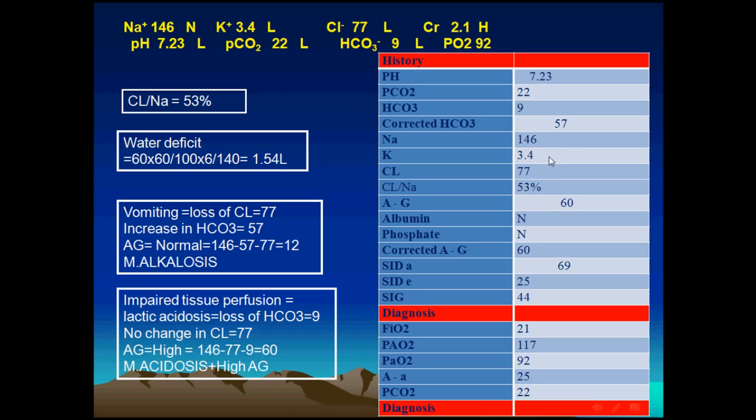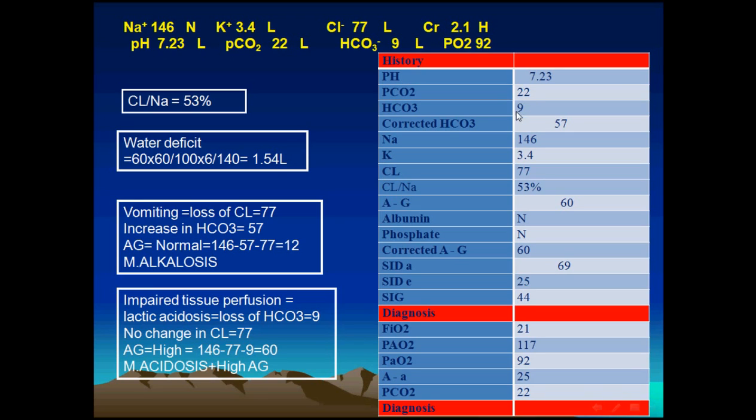Look at this, there's no loss of sodium. When you add chloride 77 plus 57, this will give you 134. 134 minus 146 equals 12. This is a normal anion gap metabolic alkalosis. So when he was vomiting, he had normal anion gap metabolic alkalosis. But the patient became hypoperfused, and there is lactic acidosis, most probably, which consumed this bicarbonate.